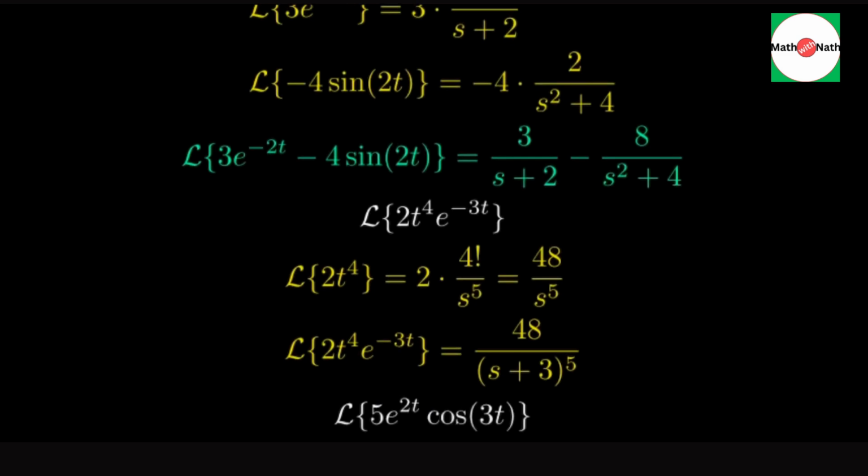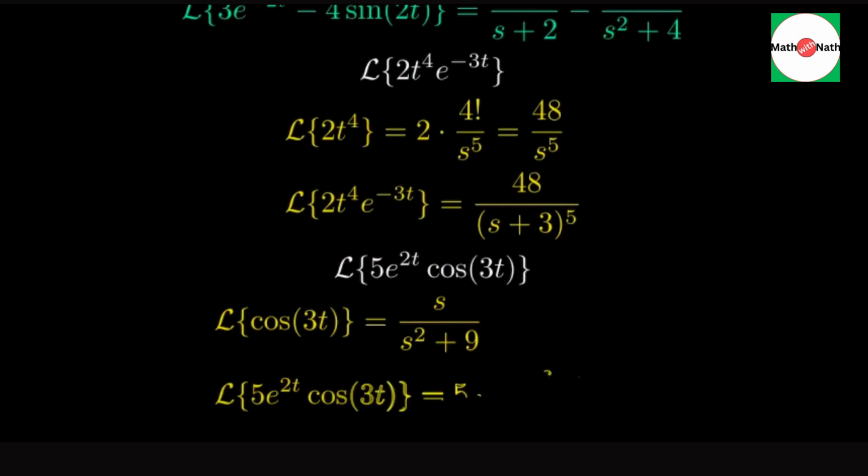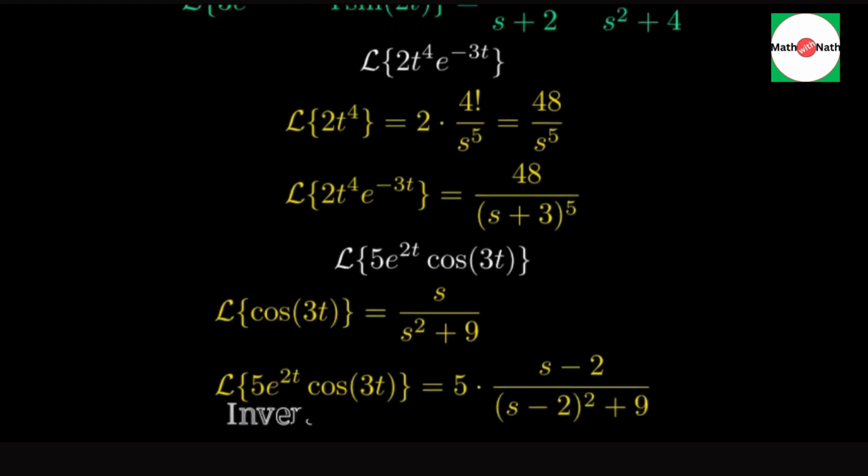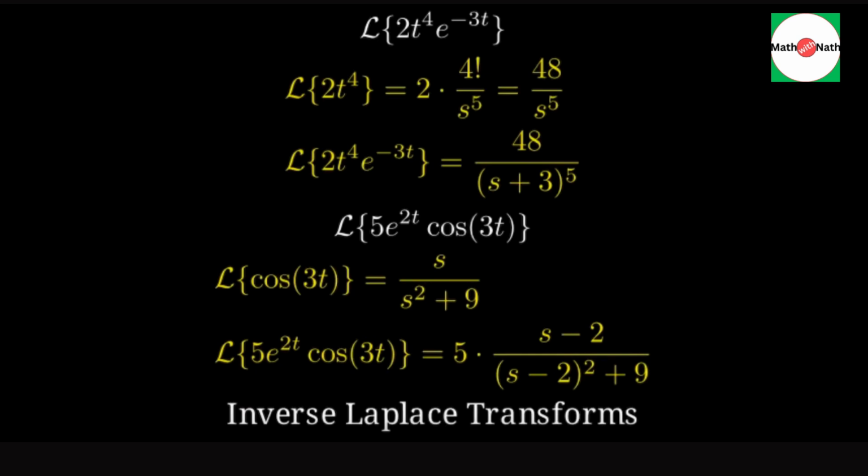Example D. Find the Laplace transform of 5e to the 2t times cosine of 3t. We use the shift property again. The transform of cosine of 3t is s over s squared plus 9. First take the transform of cosine of 3t, then shift s to s minus 2, and multiply by 5. Now, let's switch to inverse Laplace transforms.